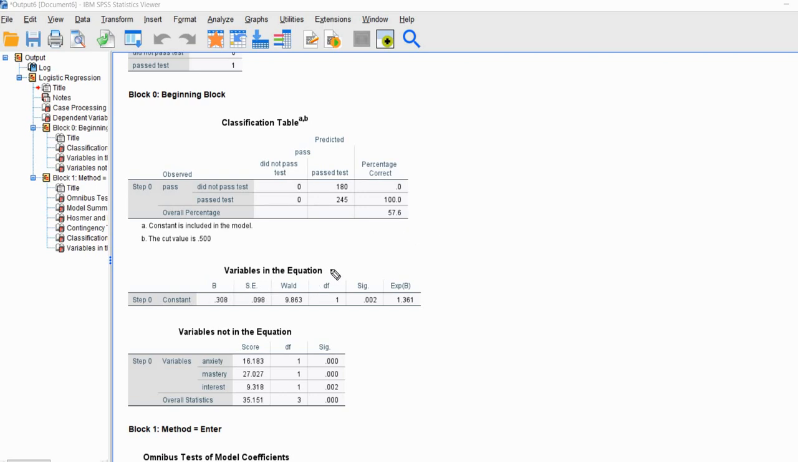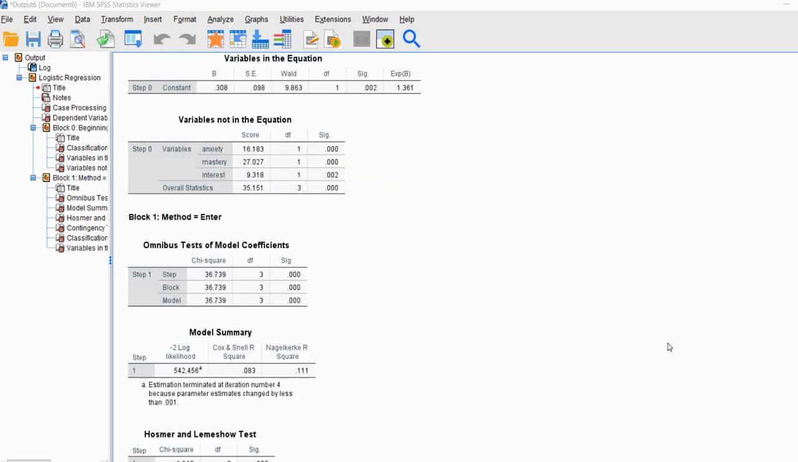So down here where it says variables in the equation, the only, I'm going to put in quotation marks, variable, if you will, that's included is actually the intercept. So this is where it says constant, we're referring to the intercept. And the reason why this is here is because one of the things that we do with our full model containing our predictors is we compare the fit of that model in relation to this intercept only model.